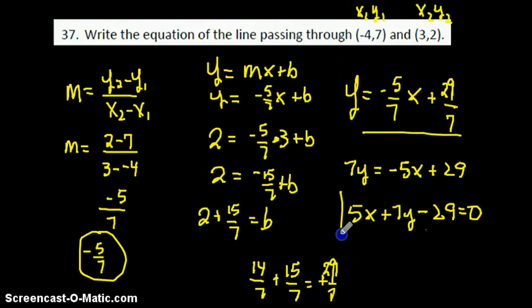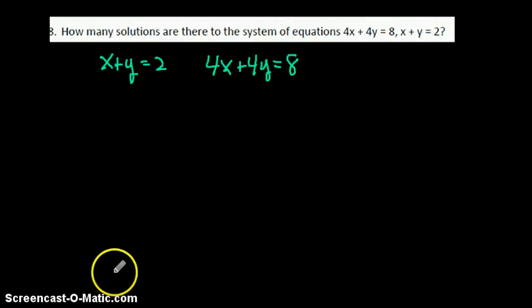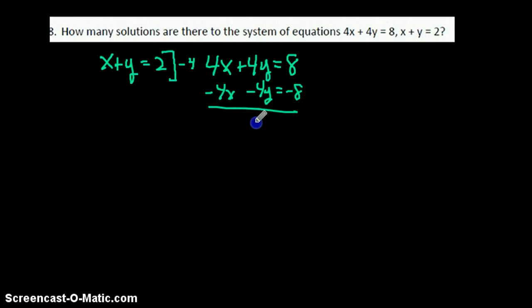This question talks about how many solutions there are. We're going to do this a little differently. Now if I multiply this by -4, I'd have negative 4x minus 4y equals -8. When I add both sides together, I get 0 is equal to 0. That's an identity, or all real numbers. Okay, we're getting close to the end here, folks.